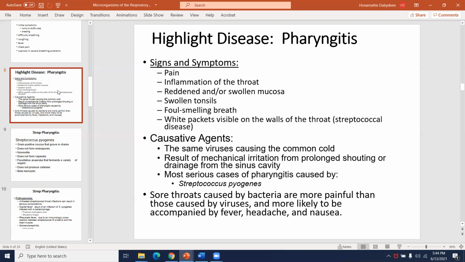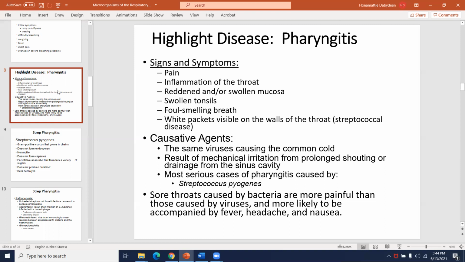Now, pharyngitis is more like an anatomical diagnosis, meaning there are many different organisms that could cause inflammation in the pharynx. You can have some viruses, in fact, the same viruses causing the common cold. You could have mechanical irritation from prolonged shouting or drainage from the sinus cavity.